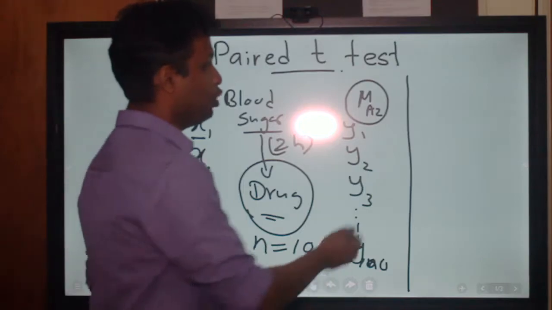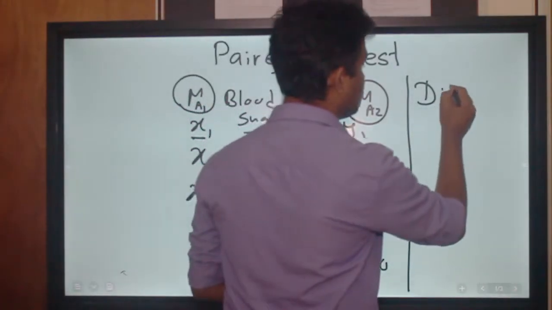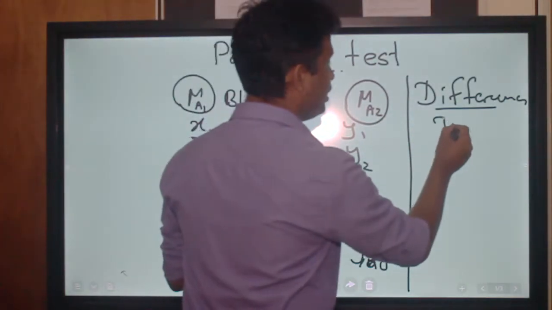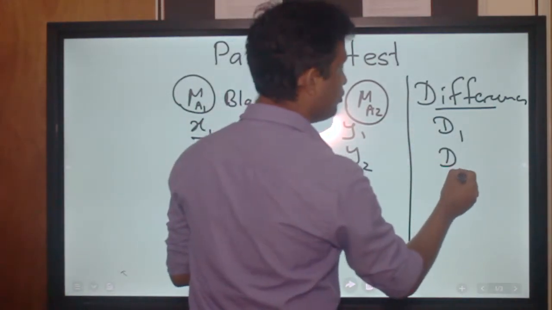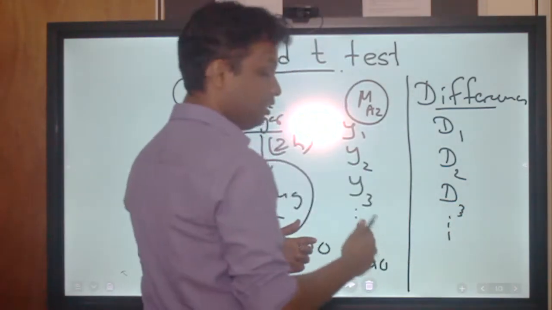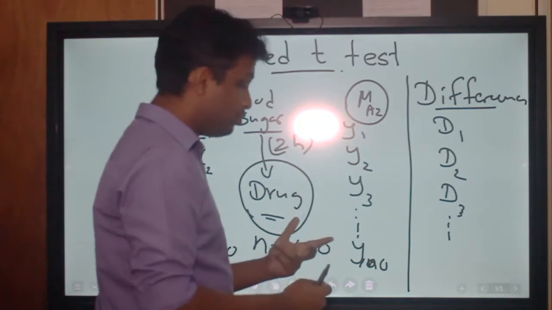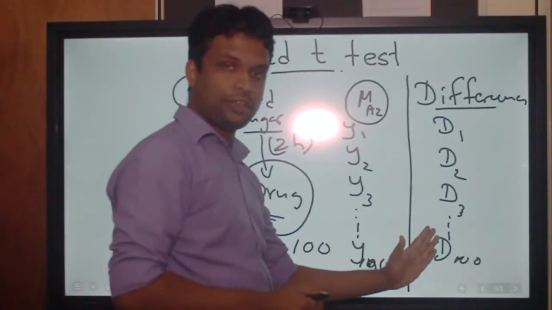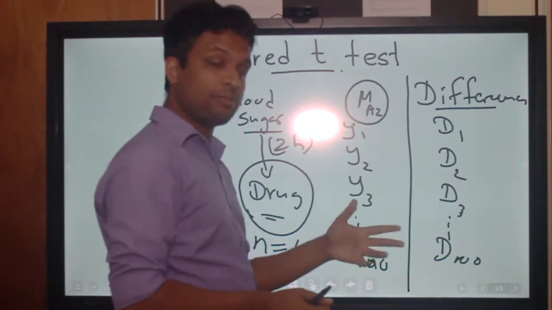Now what we have to do is, we have to calculate the difference between the first value and the second value. We will create a column for the differences. So the first difference will be D1, the second difference will be D2, and the third difference will be D3. So like that, the difference of the 100th individual will be D100. Now we have a separate variable as I discussed in the previous lecture.